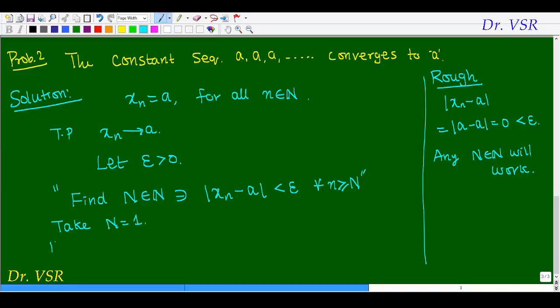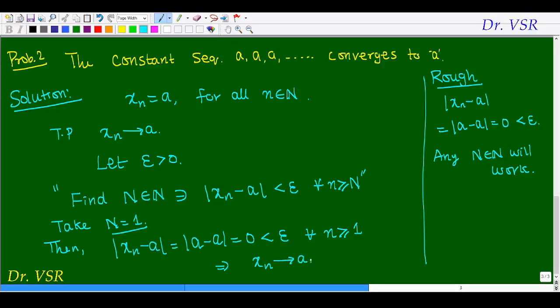Then modulus of x_n minus a is equal to modulus of a minus a, which is equal to 0, which is less than epsilon for every n greater than or equal to 1. So this N equal to 1 will work. That's all, it is finished. So epsilon is given, and I have found what capital N is. Whenever small n is greater than or equal to capital N, modulus of x_n minus a is less than epsilon. So this implies that x_n converges to a.